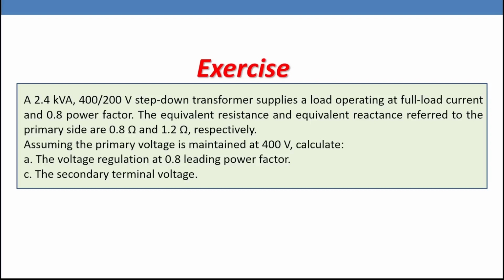Exercise. Repeat the previous example, but this time calculate it for 0.8 leading power factor and calculate the secondary terminal voltage. But you calculated that one and showed it using the M code. Yes, but you are going to prove that one analytically. Make sure that the voltage referred to the primary, V2 dash, will be more than the primary voltage, more than 400 volt. And also the voltage regulation will be negative.